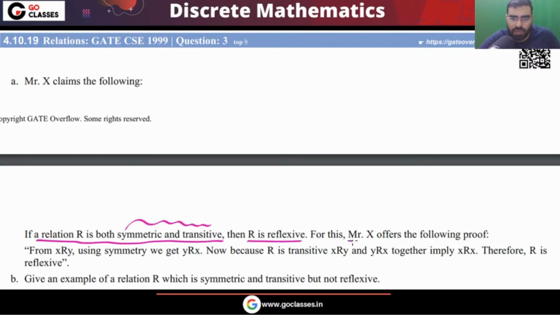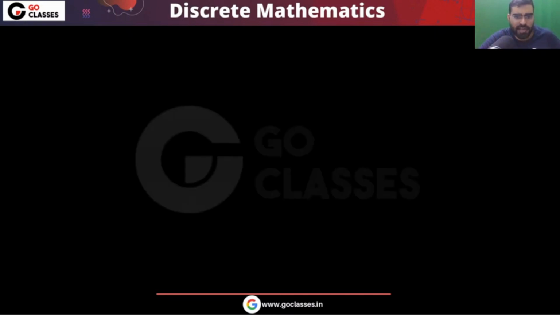Now Mr. X is giving a proof. See, if X is related to Y, then by symmetry you can say Y is related to X. Now X related to Y, Y related to X, then by transitivity X is related to X, and that is the reason it is reflexive. So it seems like a very good argument. There is no problem in the argument, because we already know.